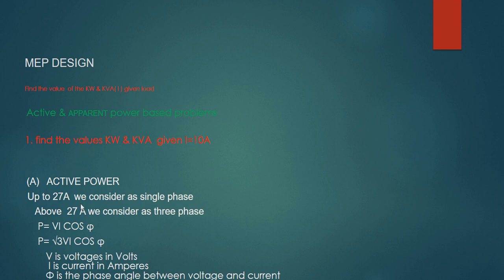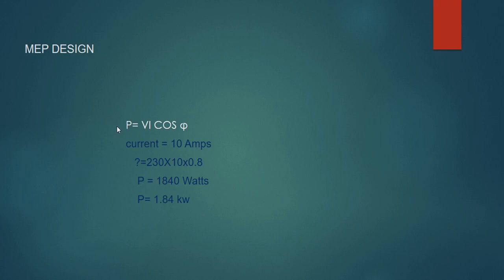We have already discussed that up to 27 amperes we consider single phase, and above 27 amperes three phase. P equals VI cos phi in single phase, and P equals root 3 VI cos phi in three phase. V is voltage, I is the current, and phi is the phase angle between the voltage and current. Below 27 amperes, 10 amperes is considered single phase. In active power, P equals VI cos phi.